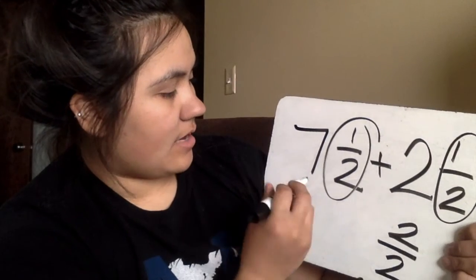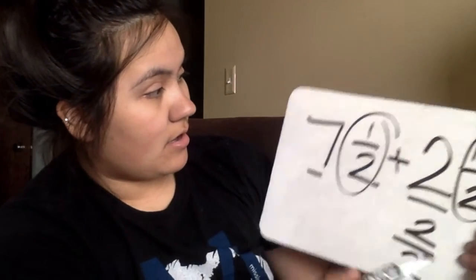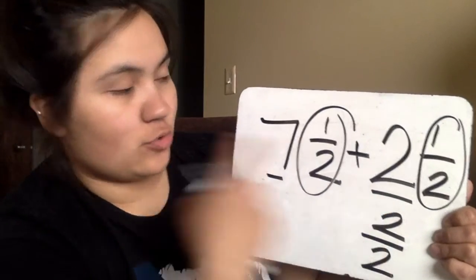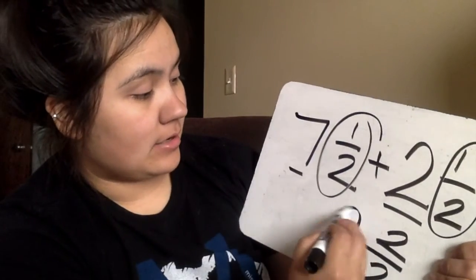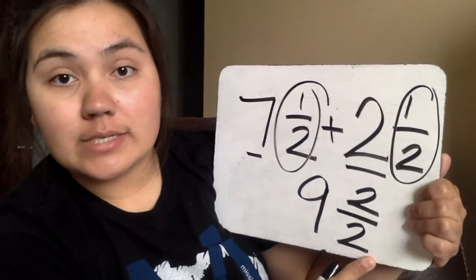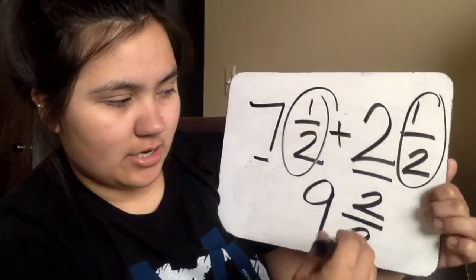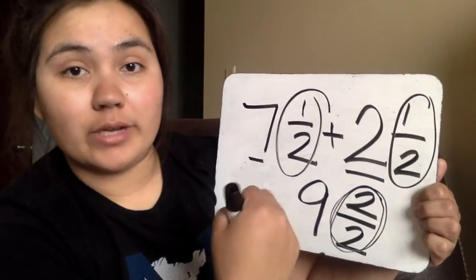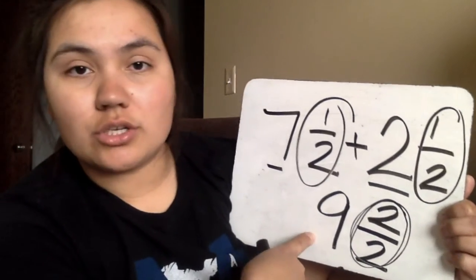And then we can add our whole numbers here. We've got 7 and 2. 7 plus 2 is 9. So we've got 9 and 2 halves. Now something is funky here. This 2 halves can be simplified and renamed into just 1.